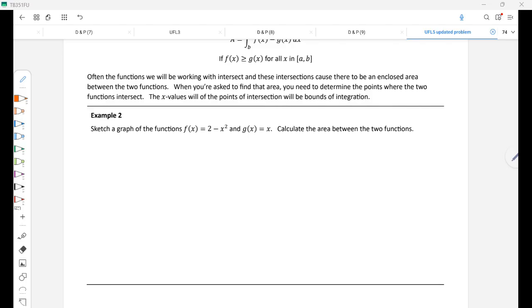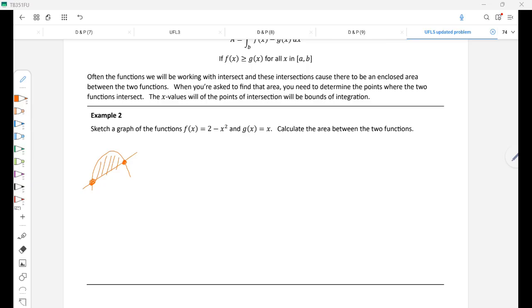Yeah, so negative x squared, you're right, its vertex is going to be at (0, 2), which is a downward parabola. So we've got a downward parabola, and we've got the function y equals x, which is just a diagonal line, correct? Yeah. So our function looks something like this. And what this question is asking us to do is find the area that's bounded between the two of them, which would be this. But we have to find those intersection points.